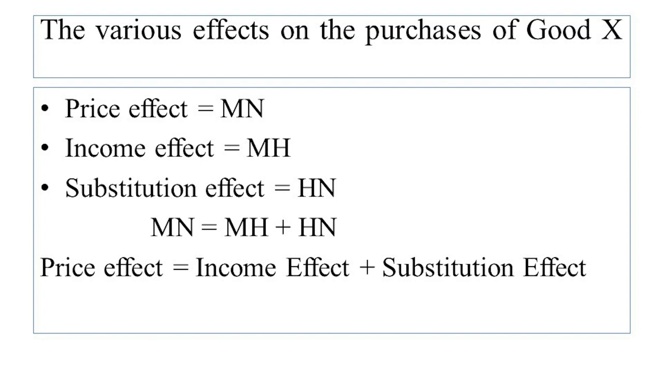In figure 8, the magnitudes of the various effects are: price effect is equal to MN, income effect is equal to MH, substitution effect is equal to HN. Therefore, MN is equal to MH plus HN. So, price effect is equal to income effect plus substitution effect. So, this is about the breaking up of price effect through the Hicksian method.